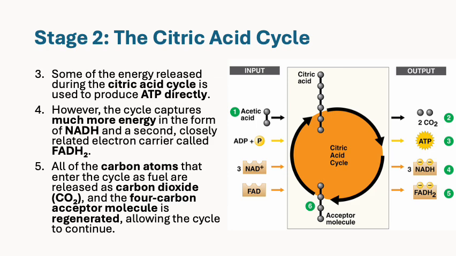Although the citric acid cycle produces only a small amount of ATP directly, its main function is to load up the electron carriers NADH and FADH2 with high energy electrons. These carriers will deliver their electrons to the electron transport chain in the next stage. All of the carbon atoms that entered as fuel are eventually released as carbon dioxide. The original four carbon acceptor molecule is regenerated, which allows the cycle to continue turning as long as acetyl coenzyme A is available.